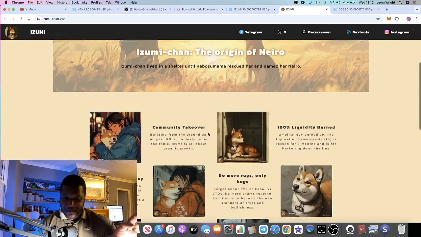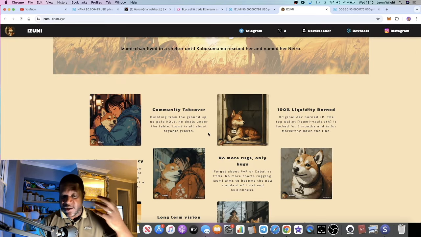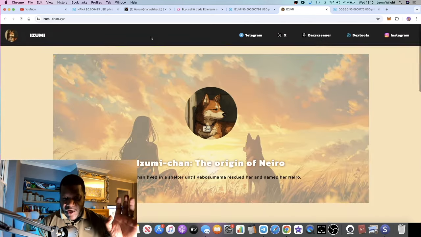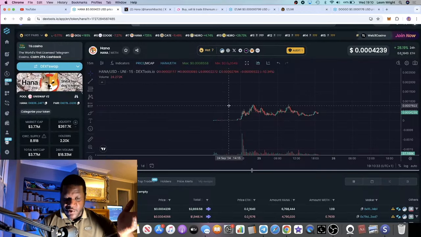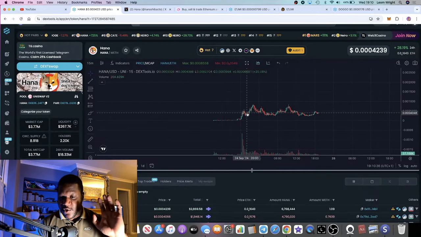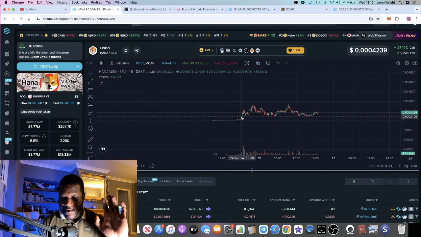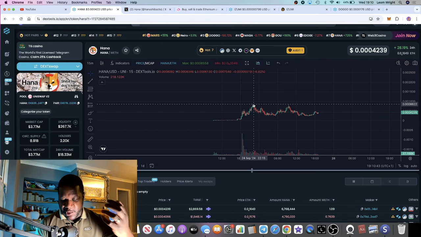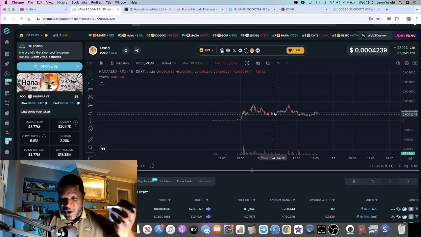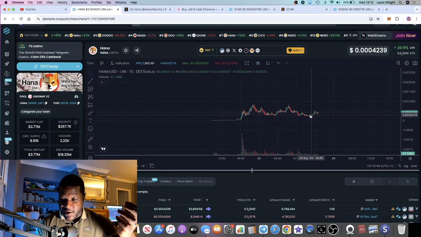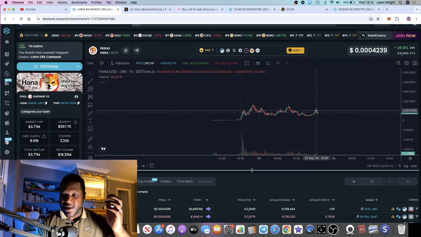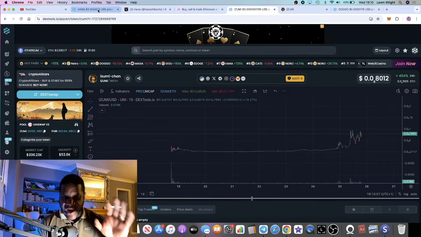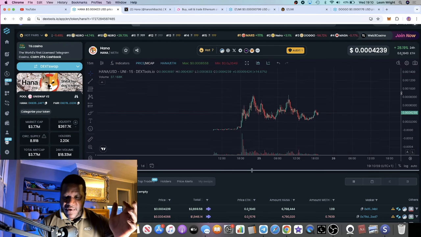And Izumi Chan, I'm going to tell you why this is such a hot narrative outside of the fact that it is the origin name of Neiro. Okay, guys. So you have a token that recently just launched called HANA. I also bought HANA yesterday around this area. It pumped. It came down and it went back up. And I made a very nice profit on this particular token. I saw that it had dipped today as well. I bought right down here and then, yeah, it's starting to pump again. So I'm holding both of these tokens. I'm holding Izumi and I'm holding HANA because the narrative is very bullish.